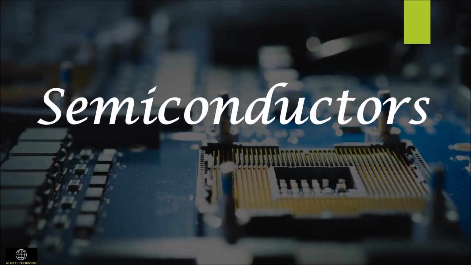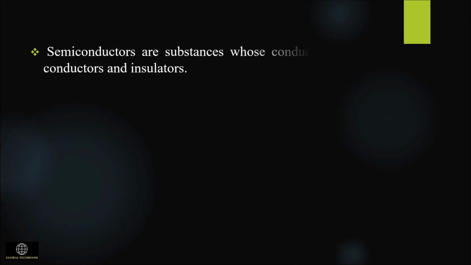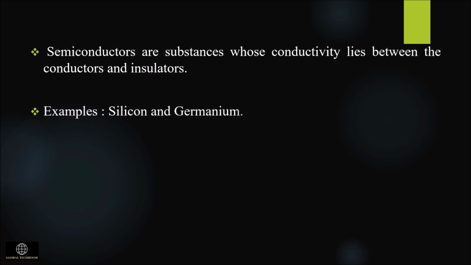In this video, let us discuss the semiconductors and their classifications. Semiconductors are substances whose conductivity lies between the conductors and insulators. Some of the examples are silicon and germanium.